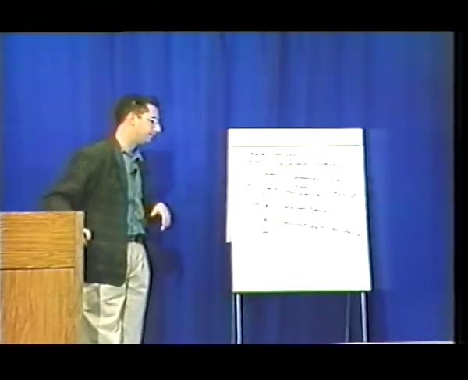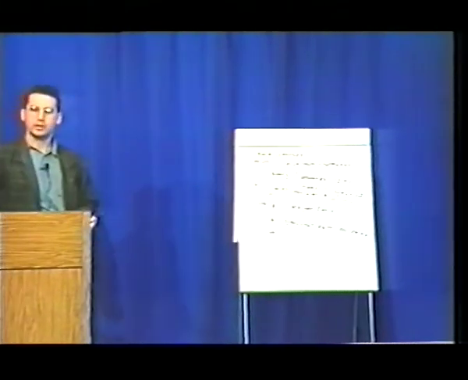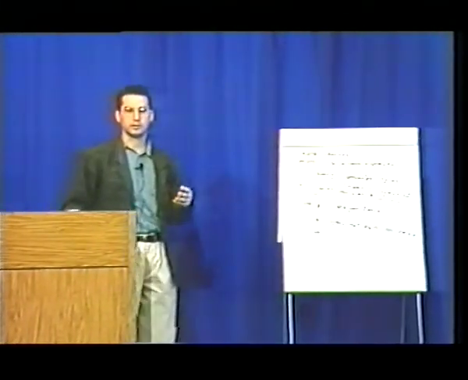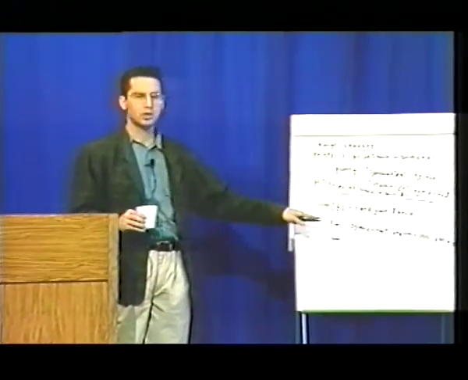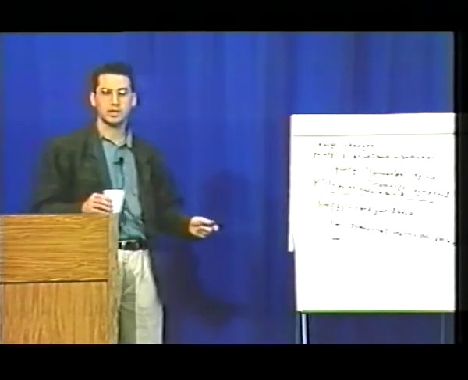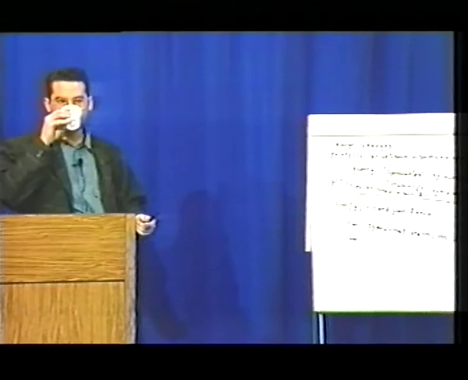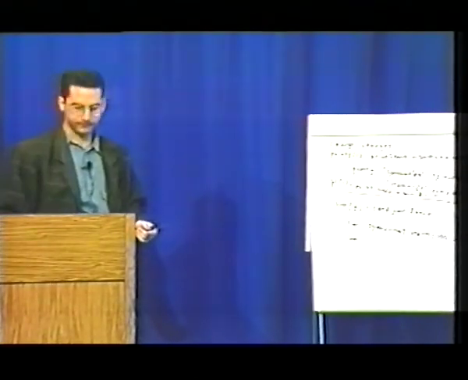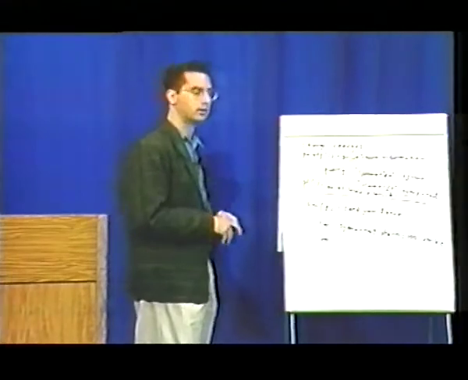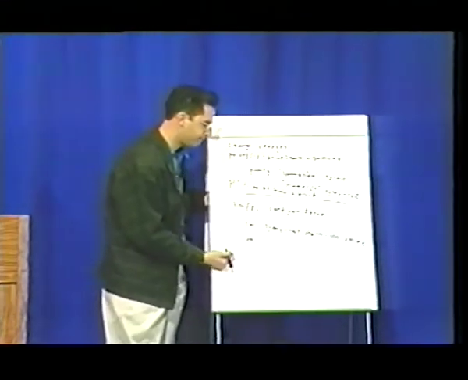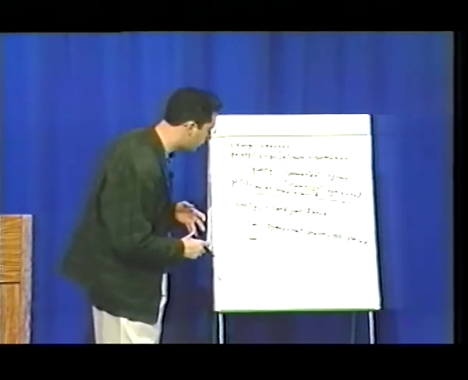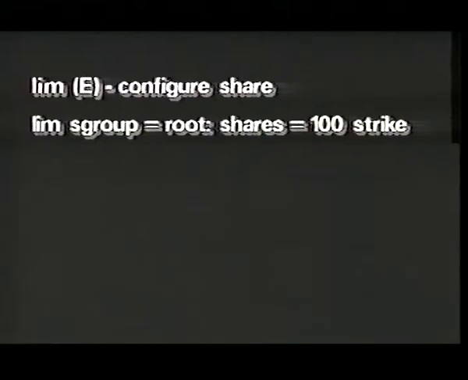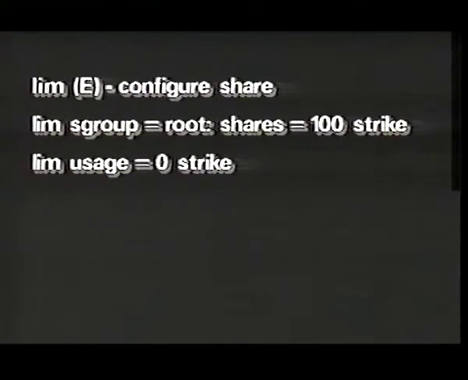I think that's true. I think that if a user is never logged in, if the person is inactive on the system, you can change anything you want. If the person is active, you can change their shares, and that's it. I don't think there's anything else that you can change. And that does become effective immediately. What else is in Lim? With Lim, you can change share group, the number of shares that you have. You can do things like say Lim usage is equal to 0, strike, and that'll wipe out all of my usage.